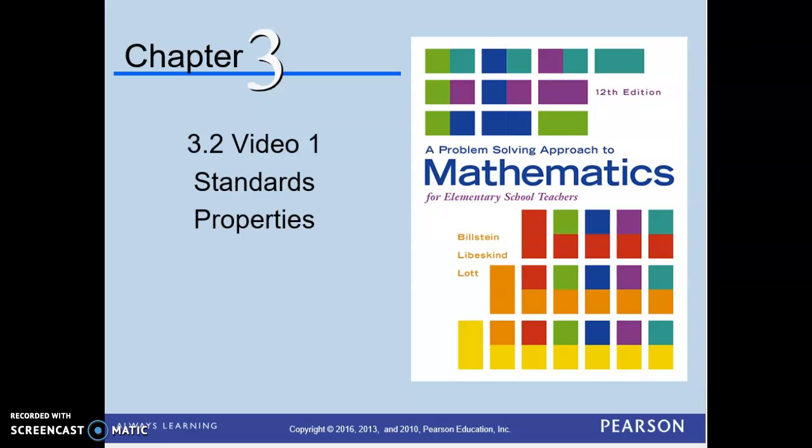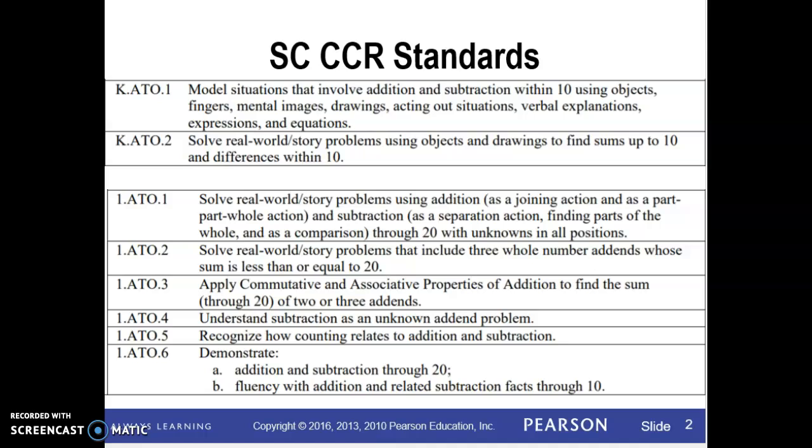In this video, we are going to begin our discussion of addition and subtraction, and we are going to start by looking at some of the standards in the South Carolina State Standards, and then we're going to continue on to some properties that your students need to be familiar with before they begin learning and memorizing their addition and subtraction facts. So first of all, let's look at some South Carolina State Standards.